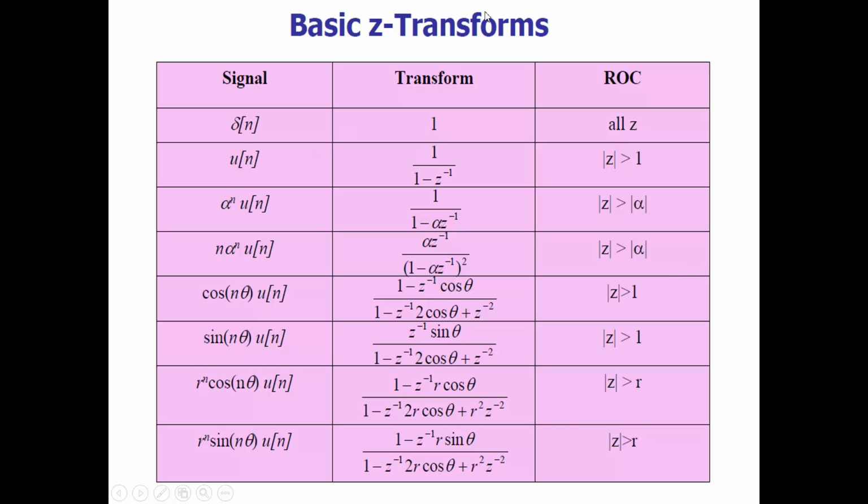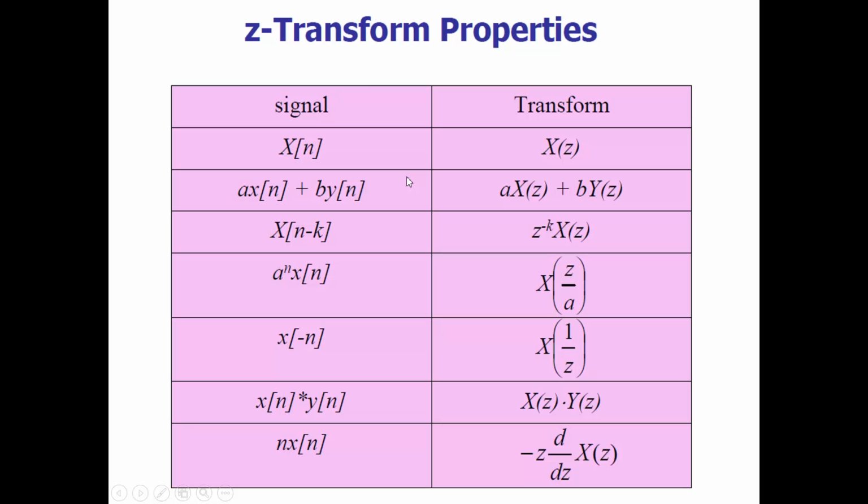Now these are some basic z transforms. For example, delta[n] is 1, u[n] is 1 over 1 minus z to the power minus 1, and alpha to the power n u[n] is 1 over 1 minus alpha z to the power minus 1. We can straightaway apply these z transforms of these basic signals in our numerical problems.